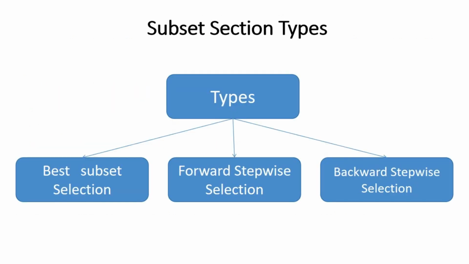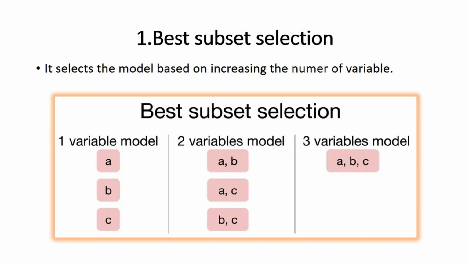The various subset selection methods are best subset selection, forward stepwise selection, and backward stepwise selection. Let's discuss one by one. As the name suggests, best subset selection finds the best model for each subset size. In other words, it produces the best models for one variable model, two variables model, and up to p variables model when there are p predictors.